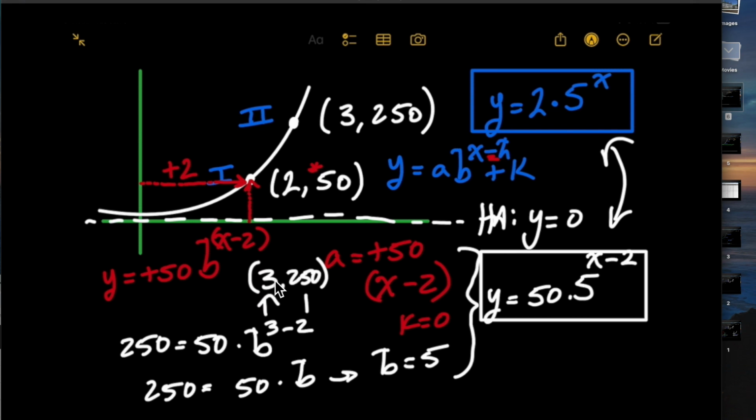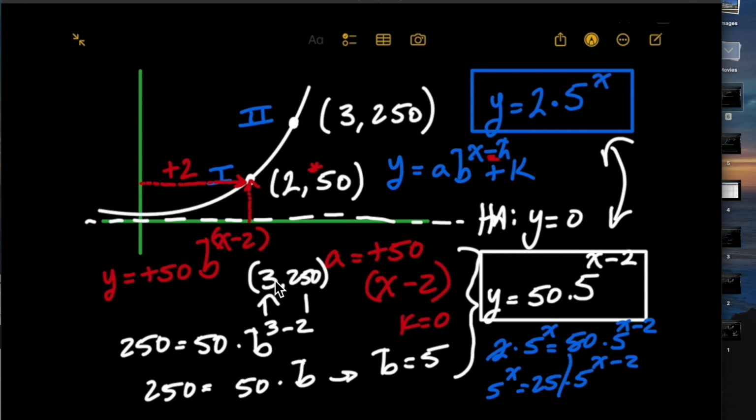Let's see if we set 2 times 5 to the x, which is what we got from dividing equations, equal to 50 times 5 to the x minus 2, let's see where that algebra takes us. Well, immediately this 2 is going to cancel, and that's going to become 25. So we're going to have 5 to the x equals 25 times 5 to the x minus 2.